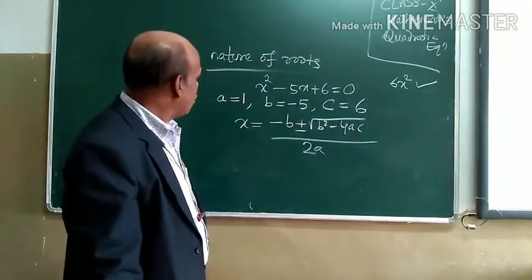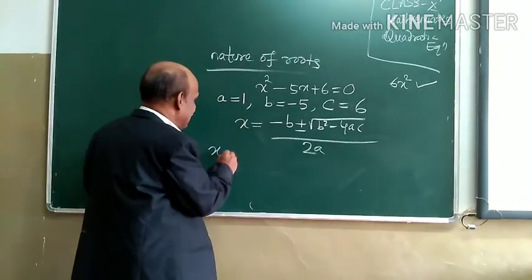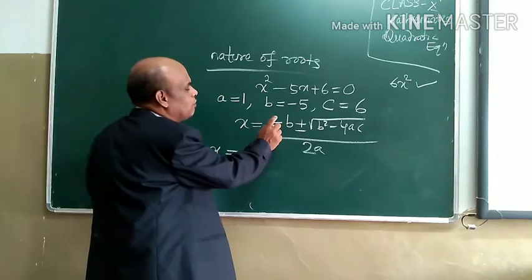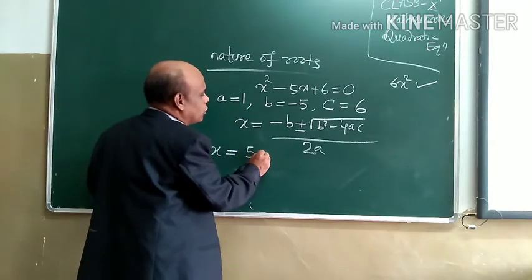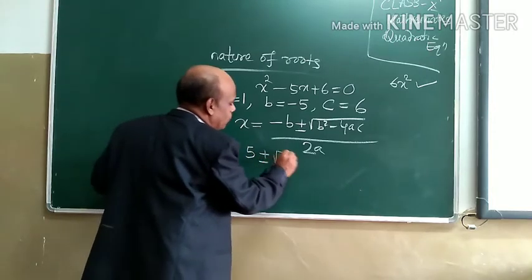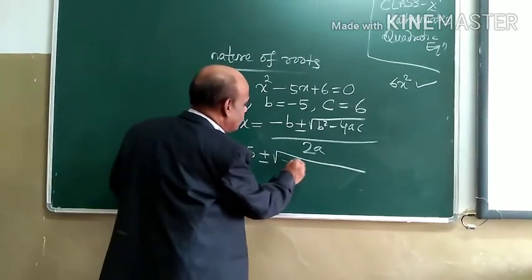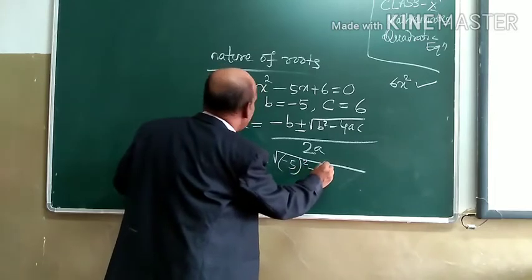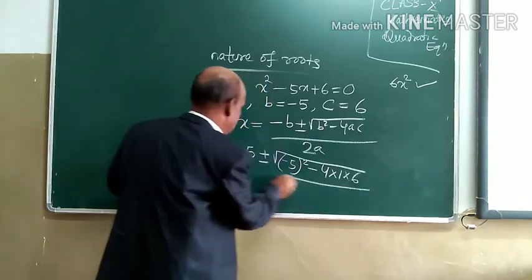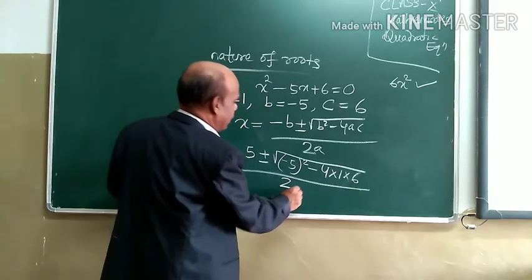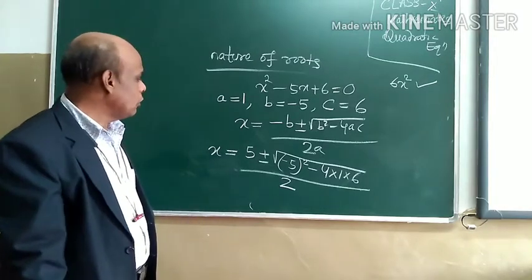Now just put in the values. x is equal to −b; here b is also negative, so that comes to plus 5. Plus or minus the root of b², which means the square of −5, then 4 into 1 into c, the value 6, divided by 2a, which means 2 into 1. So we have put in the values. Now we have to calculate.